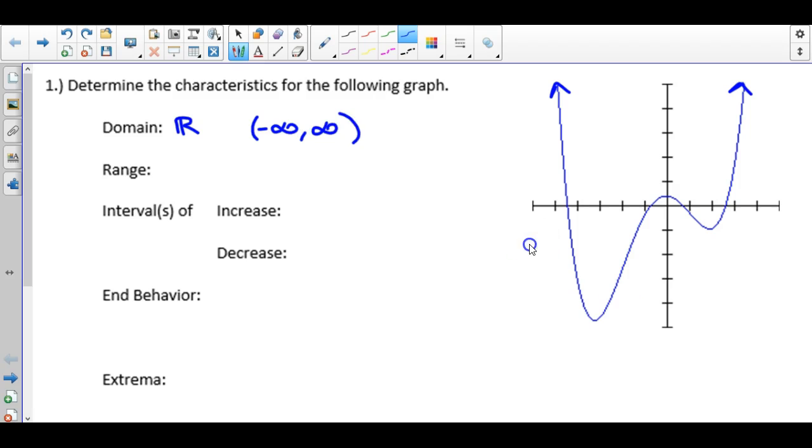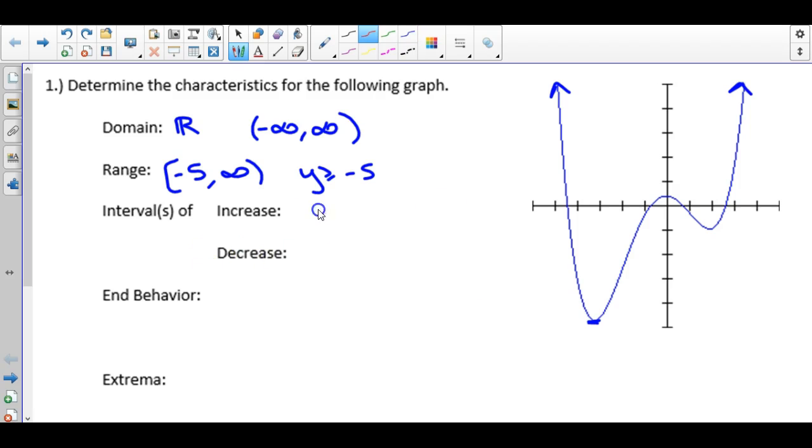The range values, notice I do have what appears to be a lowest y value, and that's because the end behavior of both sides of this function are going to end up going to infinity. So I'm going to end up with a lowest y value. That lowest y value appears to be at -5. And since there is a point there, I'm going to put a bracket. So from -5 all the way up to positive infinity would be my range values, and you can also say y is greater than or equal to -5. That explains that our range has all y values, everything from positive infinity all the way down to -5.